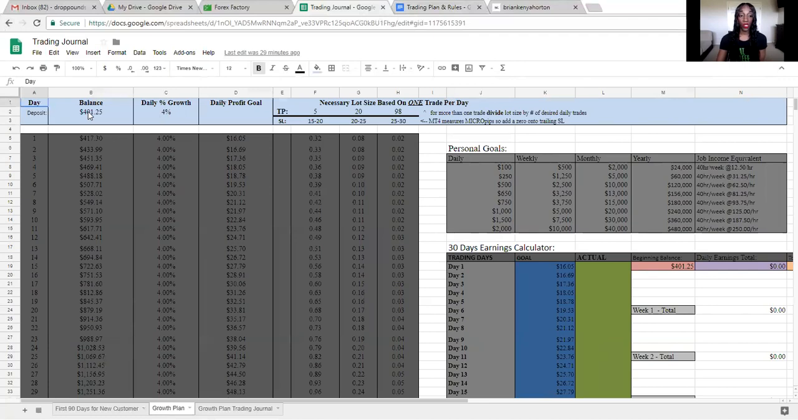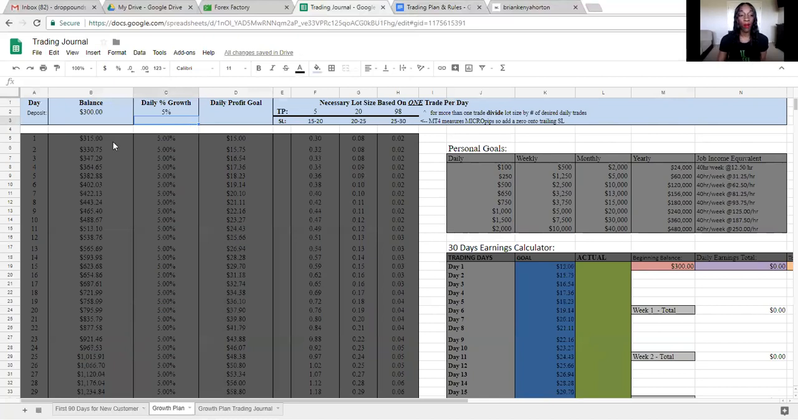What you will want to do is put your balance right here where it says balance, and I'm just going to change it. For example, we start this with $300, and notice the numbers are going to change. Okay, so I'm going to start this with $300. I want to grow this account at, let's just say, 5% daily. Okay, so now the numbers change. You see how they update?